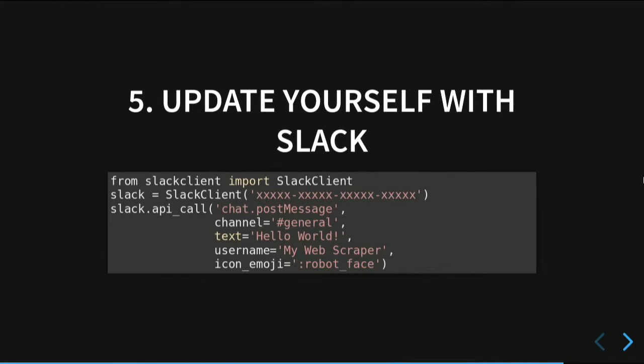Finally, this is a really nice little tip. If you need to leave the house and you can't see your computer anymore and you want to be able to know when something goes wrong or something goes right, you can set up a free Slack account for yourself, use the Python Slack client to post messages there, install the Slack client on your phone, and you'll get free mobile notifications coming from your Python script. That's quite helpful as well.